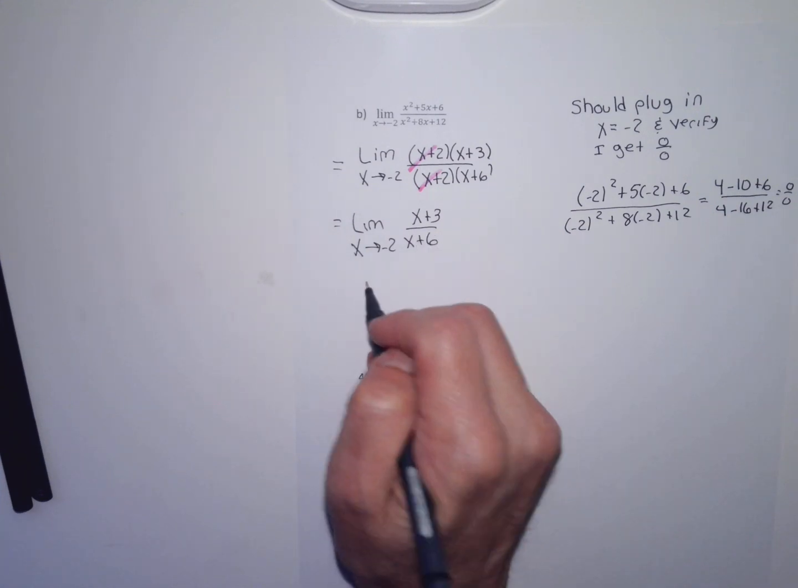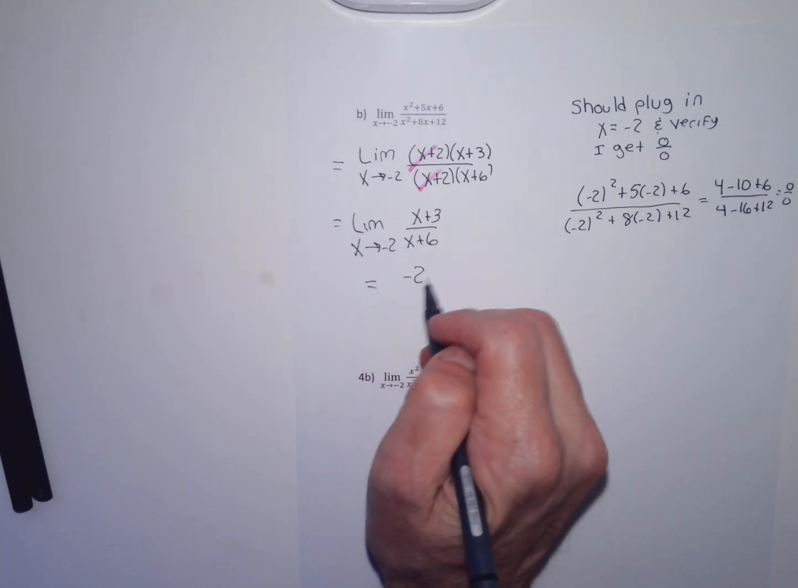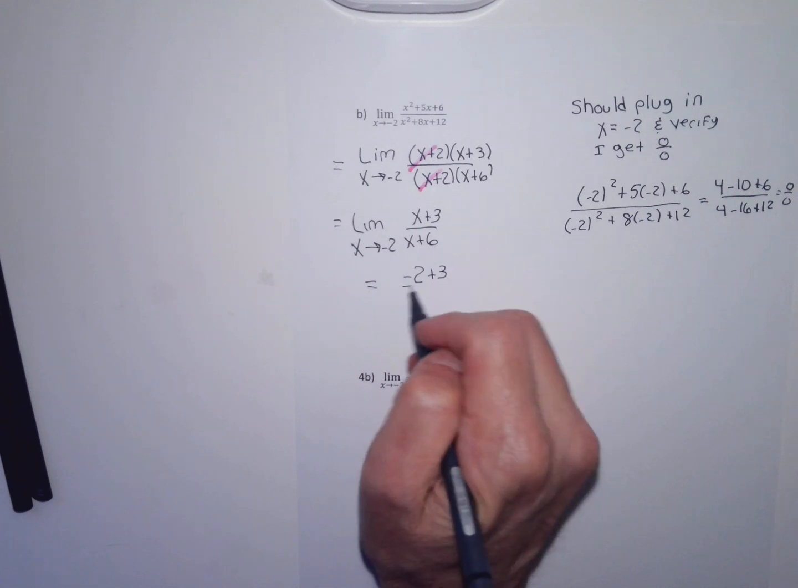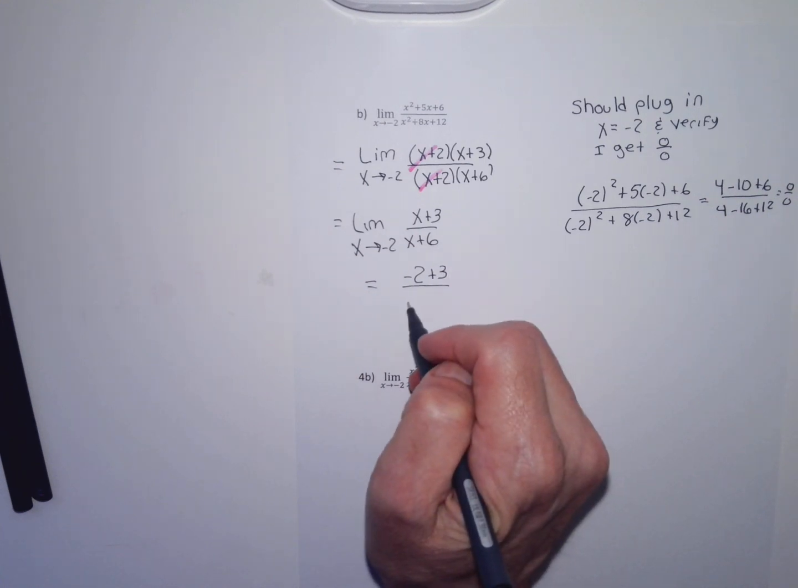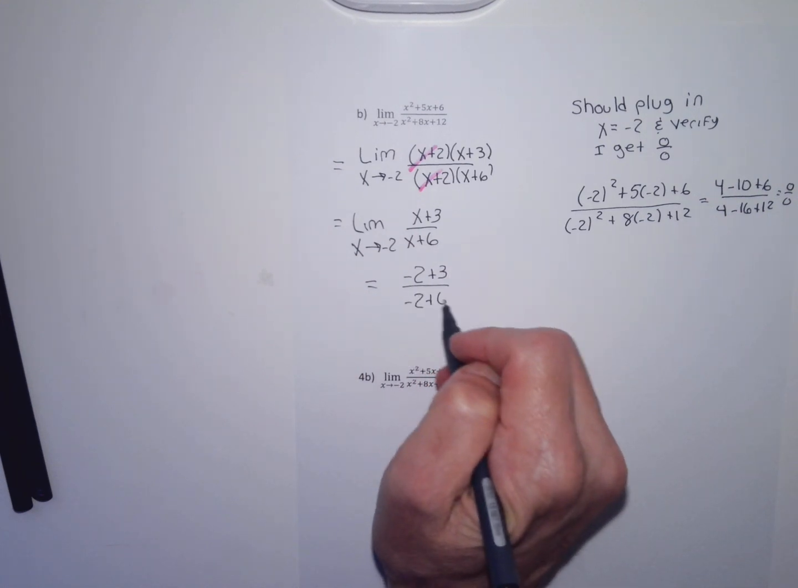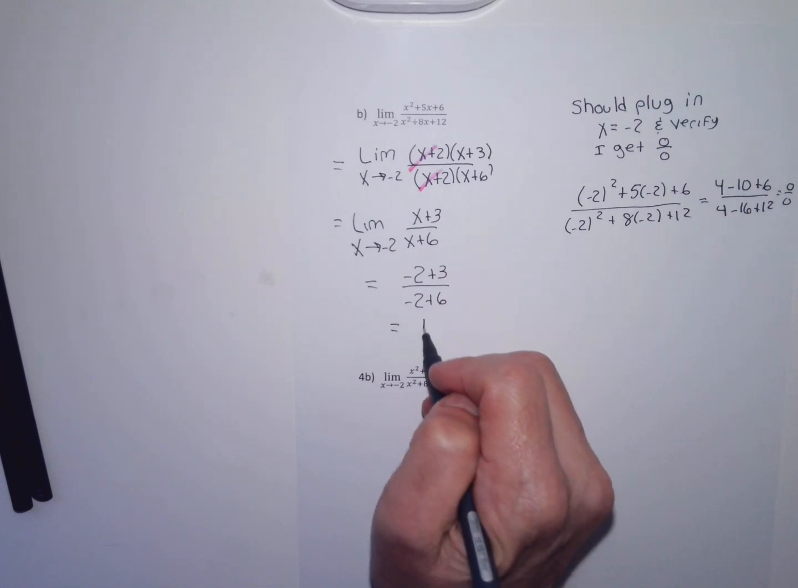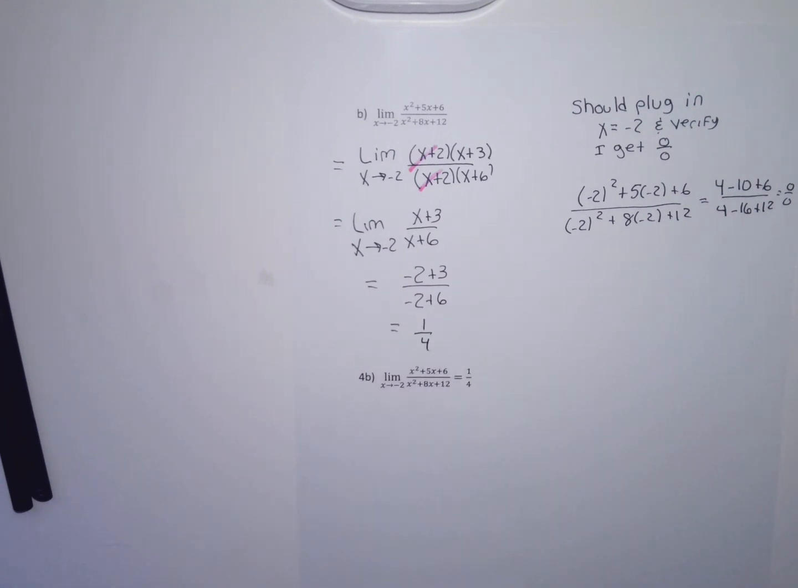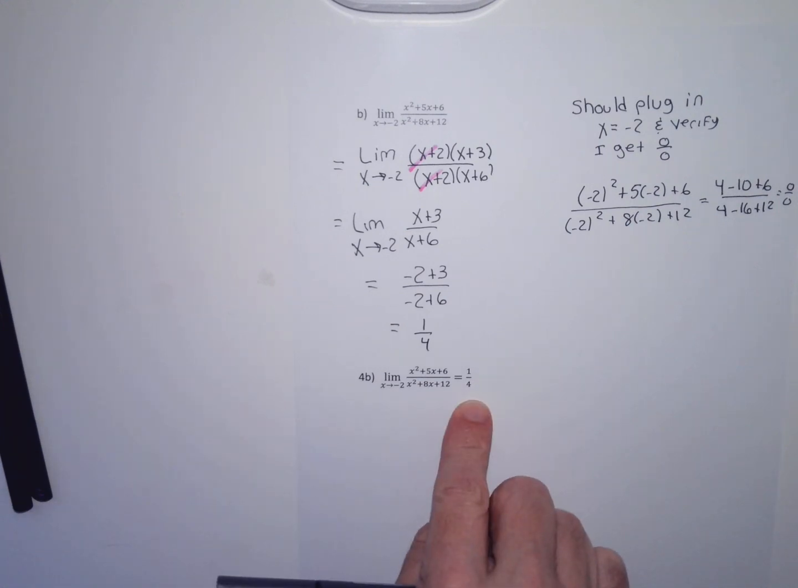Now I can stop writing the word limit because I'm going to plug the number negative 2 in, and get negative 2 plus 3 over negative 2 plus 6. The numerator simplifies to be 1. The denominator simplifies to be 4. That's a well-defined number. That's what the limit is. The answer to 4b is the number 1/4.